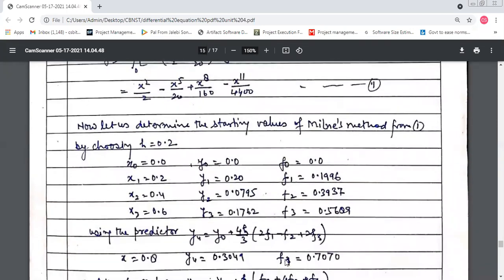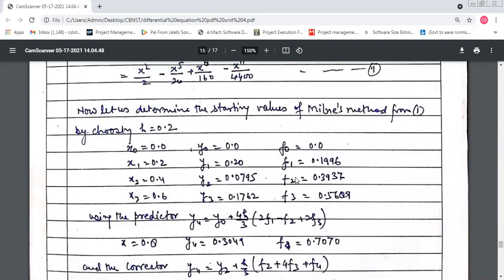And once you have all these three values, you can apply the predictor formula to get the value of y4, that will be equal to y0 plus 4h by 3, 2f1 minus f2 plus 2f3. Putting all these values, at x is equal to 0.8, you are getting the value of y4 is equal to 0.3049. x is equal to 0.8, y4 is equal to this one, and f4 is equal to this one.